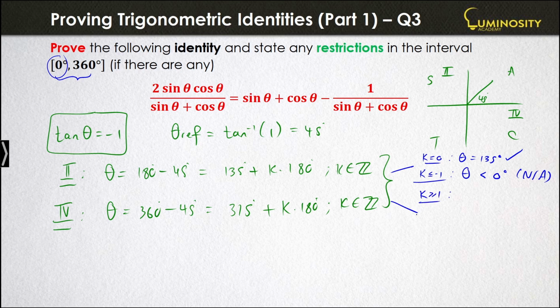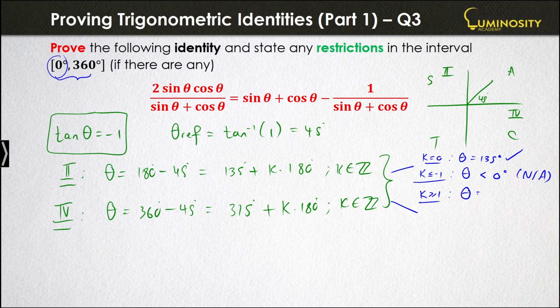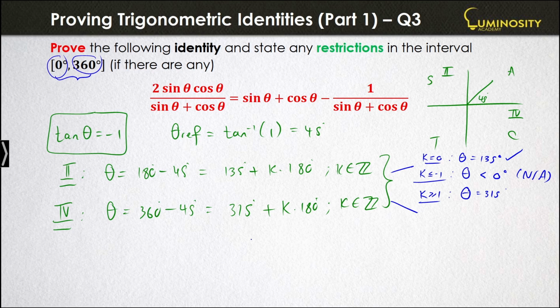Okay, what about k greater than or equal to 1? So if I put 1 here, 135 plus 180, that's 315 degrees. So theta equals 315 degrees. That's still inside the given domain here. But can you see this is the only solution, because the moment you go to k equals 2 and onwards, so you're going to get 135 plus 360, you're going to get values bigger than 360. So this is the only applicable solution there.